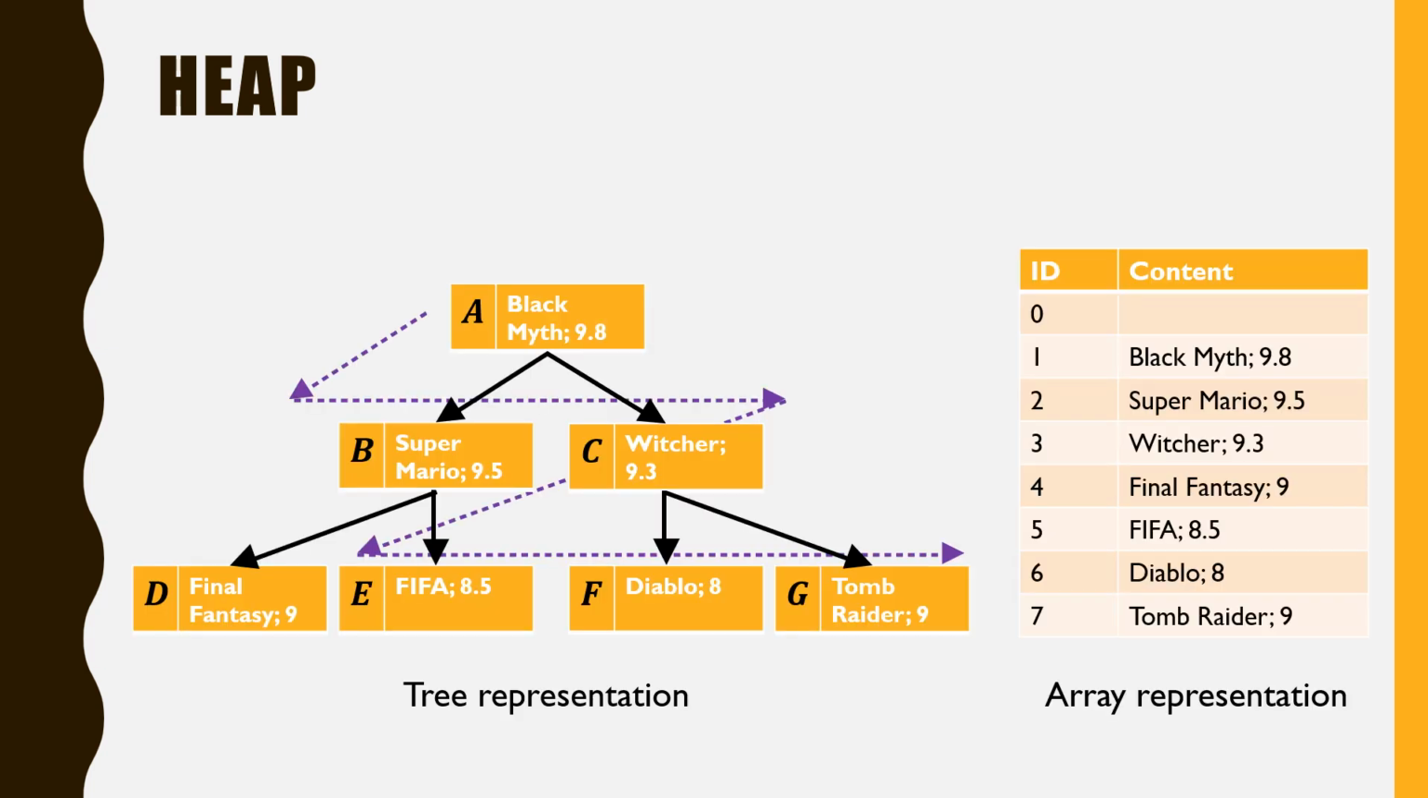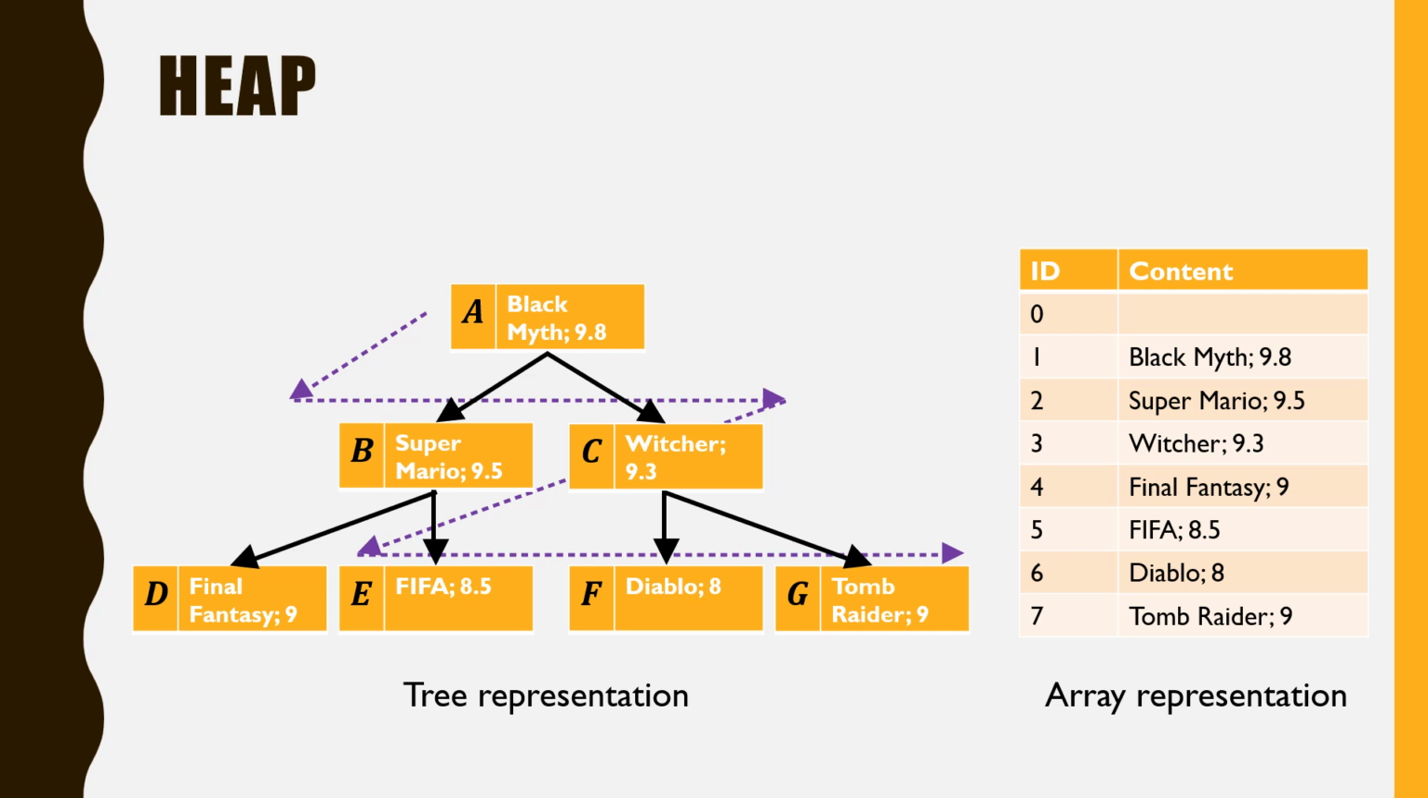For example, here we show the tree representation of a heap on the left and the array representation of the heap on the right. In the array representation, the first column corresponds to the indexes of the array, and the second column stores the content of the data elements. The first position of the array stores information contained in the root node A. The second position stores information contained in the left child of A, that is, B. The third position stores information contained in the right child of A, that is, node C, and so on.